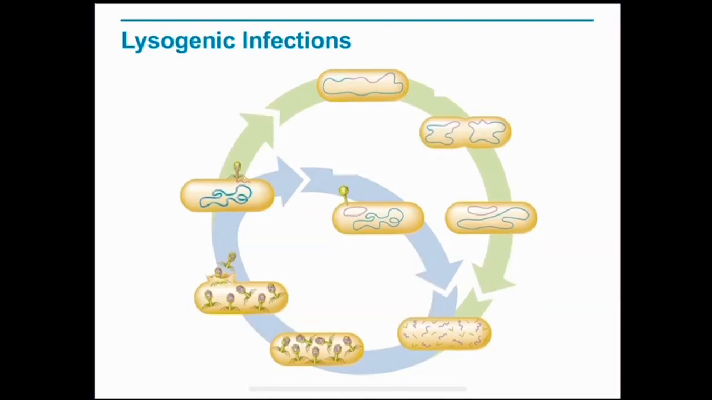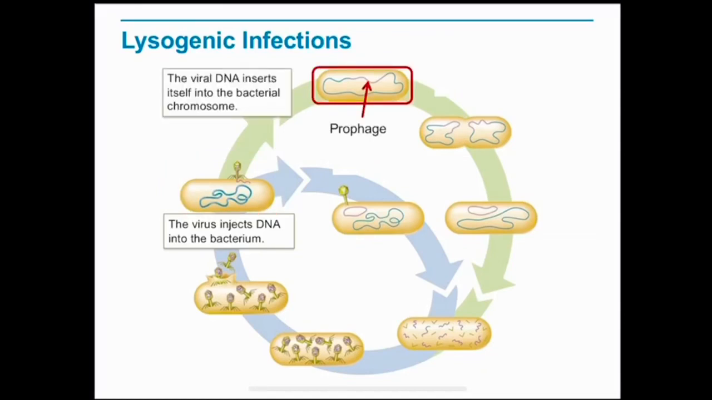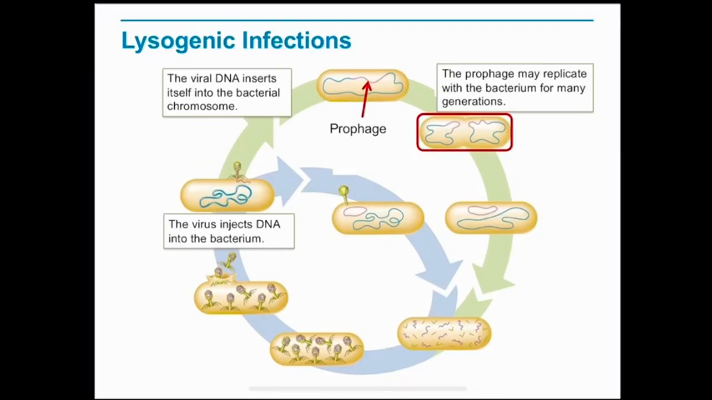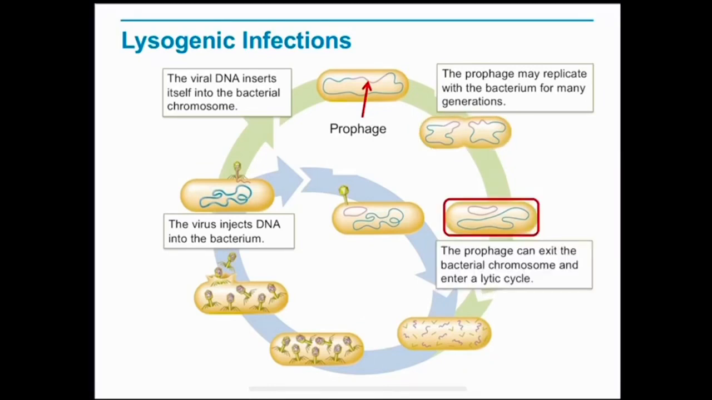Similar to that, we have the lysogenic infection. The viral DNA will insert itself into the bacterial chromosome, where it's called a prophage. This prophage will replicate with the bacterium for many generations, and nothing will happen until it decides to exit the bacterium and enter the lytic infection cycle. Then the cycle of the lytic infection will repeat and more viruses will reproduce and escape from the cell.